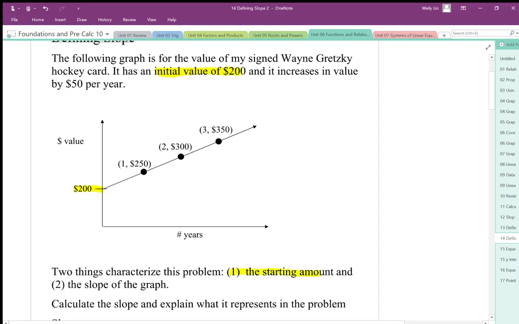And the second thing that characterizes this problem is the increase per year, or the slope. Okay, so the slope is what characterizes this problem. And in a linear relation, we talked about this previously, any linear pattern or any line in space is defined by the angle or slope and the position of the line, and we can use a reference position. So the starting amount can be our reference position.